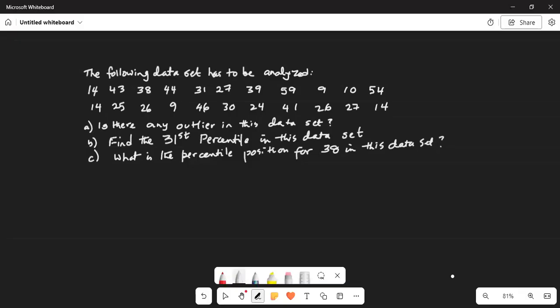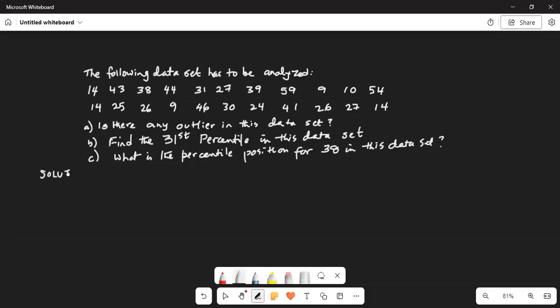The following data set has to be analyzed, and they have given us 1, 2, 3, 4, 5, 6, 7, 8, 9, 10, 11, 22 data points. Part A, is there any outlier in the data set? Part B, find the 31st percentile in this data set. And part C, what is the percentile position for 38 in this data set?